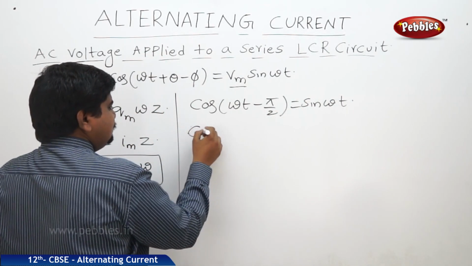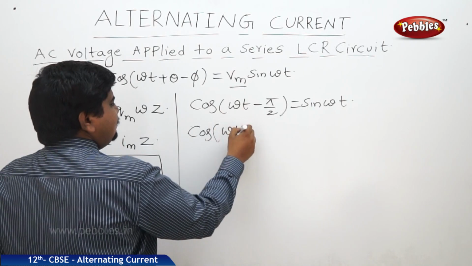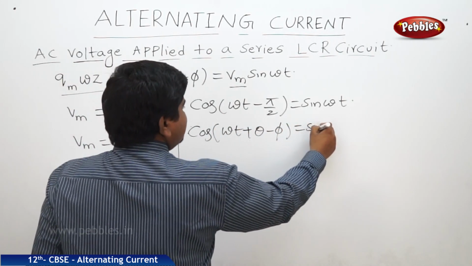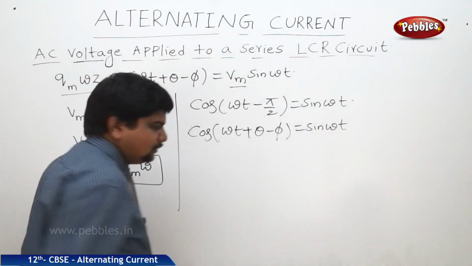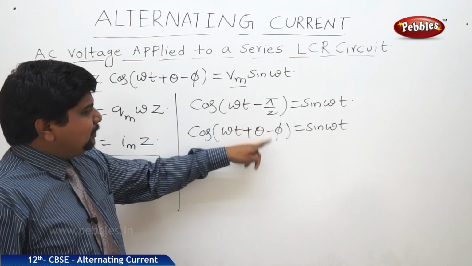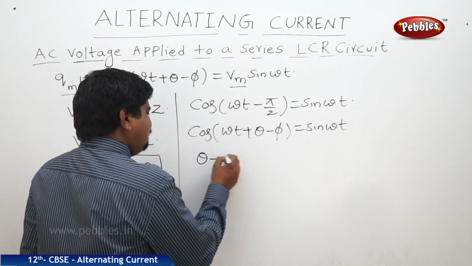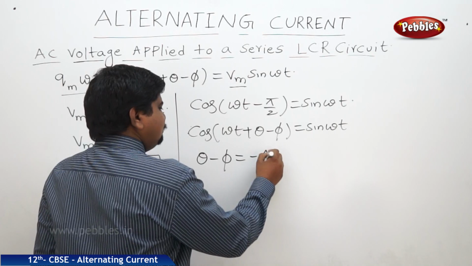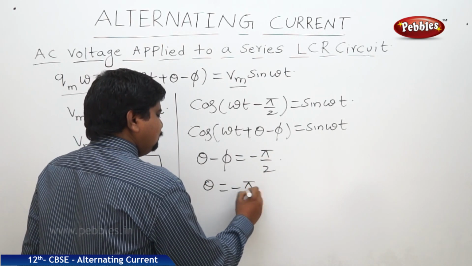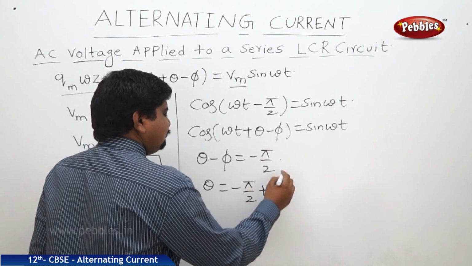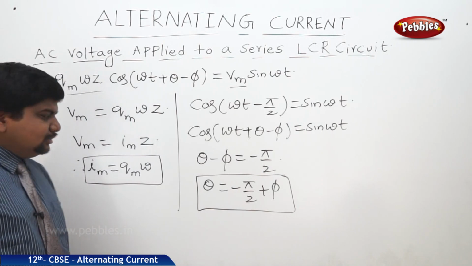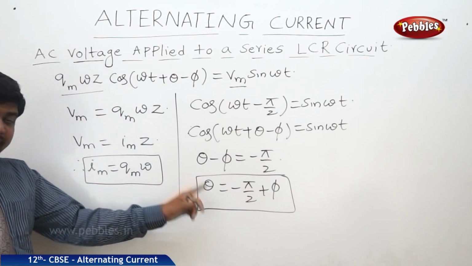So we can write cos(ωt + θ − φ) = sin ωt. This is the actual equation we got and this is the actual rule. So by comparing this, we can write θ − φ = −π/2. Therefore θ = −π/2 + φ. So these are the solutions for Im and θ.